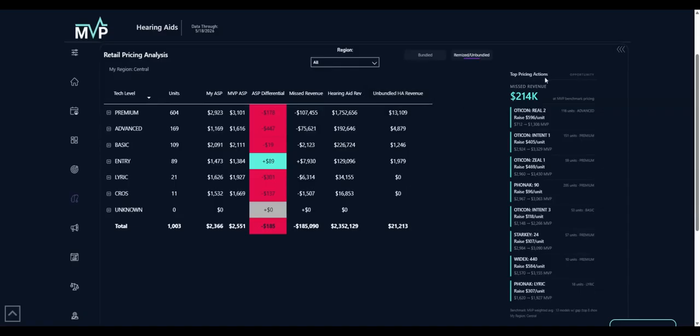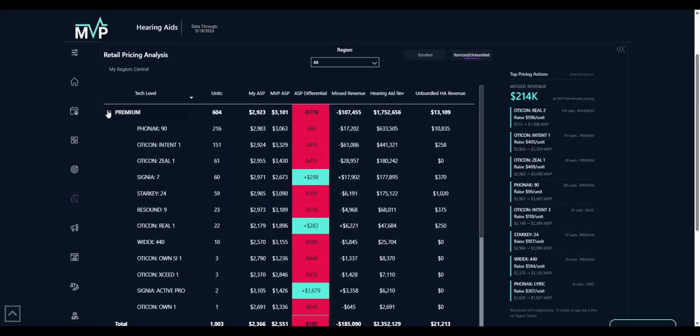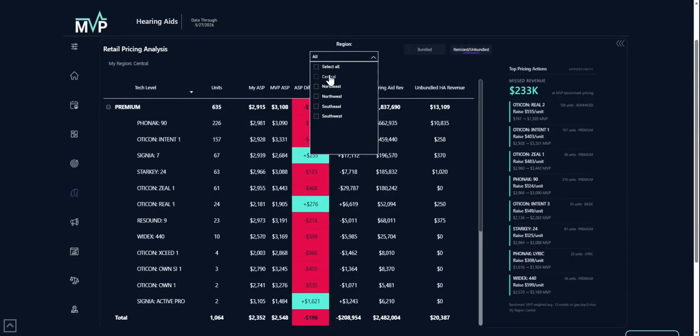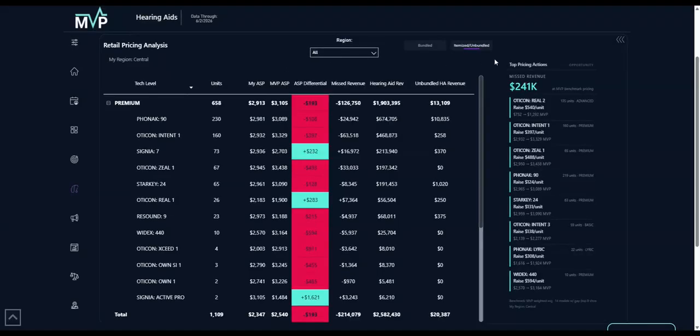The top pricing actions panel on the right-hand side identifies specific hearing aid models where pricing adjustments may have the greatest impact on revenue improvement. You can also expand technology levels to drill into individual hearing aid models and review pricing performance at a more granular level. Furthermore, the region dropdown allows benchmarking against different geographic regions. This allows you to compare your pricing to other practices in your region.